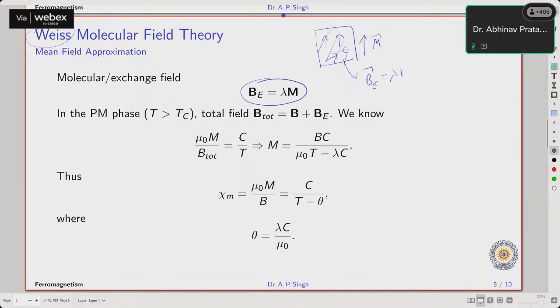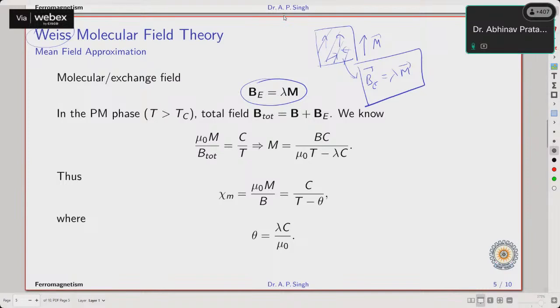And then there is obviously a proportionality constant. So this was the main assumption of Weiss molecular field theory. Okay, and now we can use our well-known Langevin theory to arrive at some well-known results of ferromagnetism. And let us see, that is what we are going to do next.